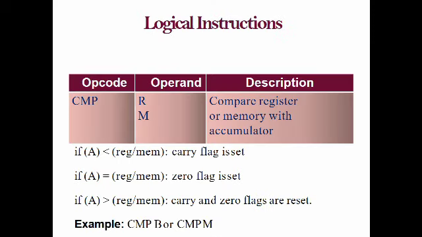So let us start with these instructions. First instruction is compare R or compare M. This instruction will compare the contents of the accumulator with the contents of the register or memory location. If the contents of the accumulator are less than the register or memory contents, the carry flag is set. If the contents are equal, the zero flag is set. If the contents of A are greater than the register or memory contents, the carry and zero flags are reset. So we can use the compare instruction like CMP B or CMP M.